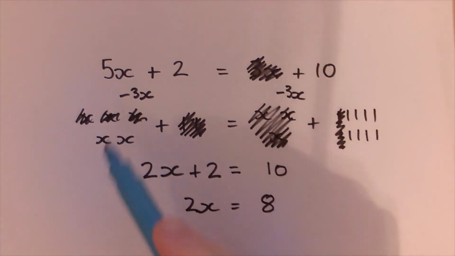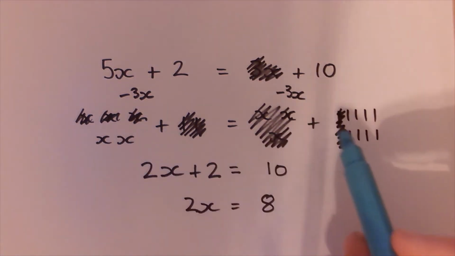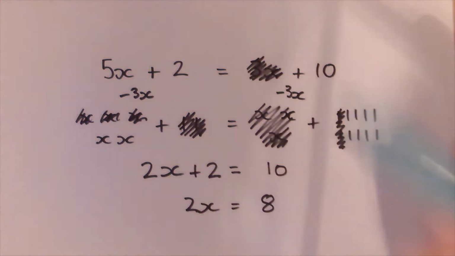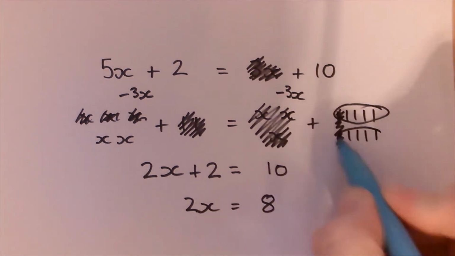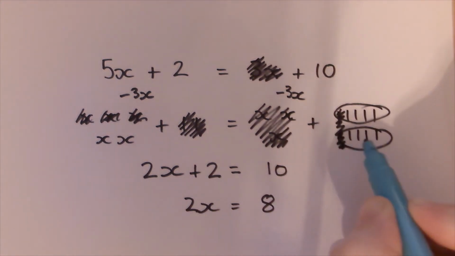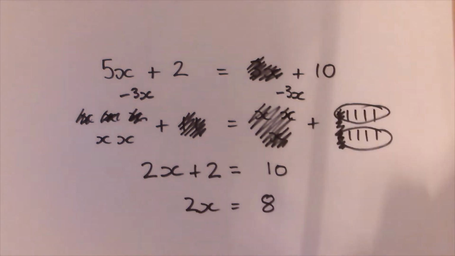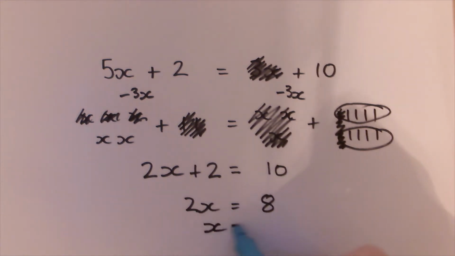Now 2 x's are worth 8, so 2 of them, so 1x must be worth 4 because that could be an x and an x. Or 8 divided by the number in front of the x is 4, so x is 4.